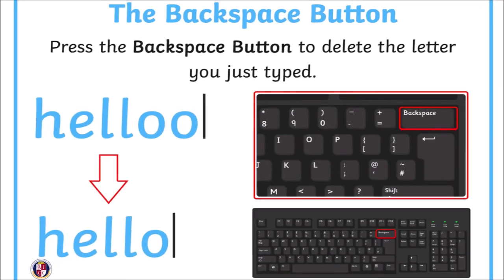Now we're gonna go to the backspace button. We click backspace button to delete the letter we just typed. For example, if I wrote a letter that I don't need, all what I need to do is just click on backspace button. It's the button that you see on the keyboard, and we click on it to delete what we don't need from the word or from the sentence.